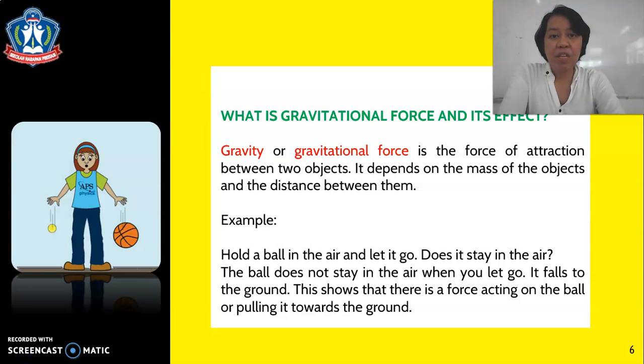What is gravitational force and its effect? Gravity or gravitational force is the force of attraction between two objects. It depends on the mass of the objects and the distance between them. Example, hold a ball in the air and let it go. Does it stay in the air? The ball does not stay in the air when you let go. It falls to the ground. This shows that there is a force acting on the ball, pulling it towards the ground.